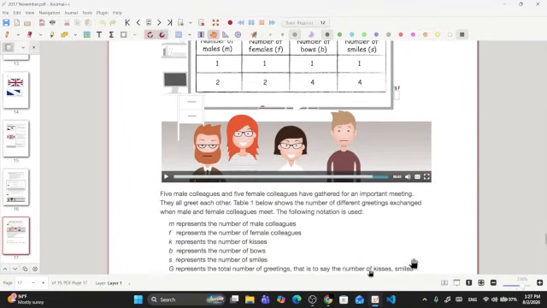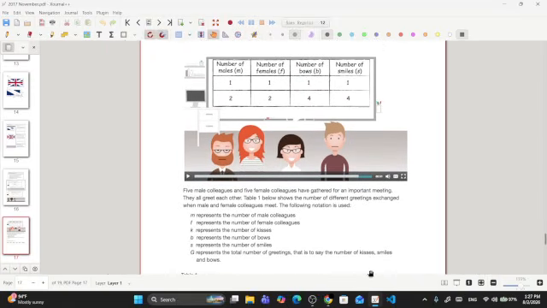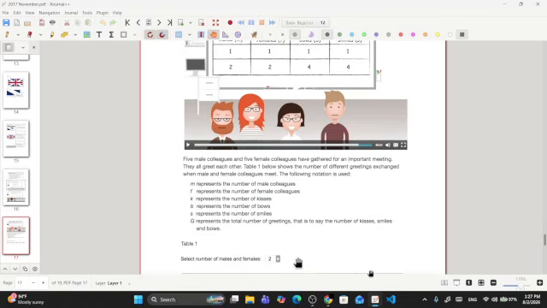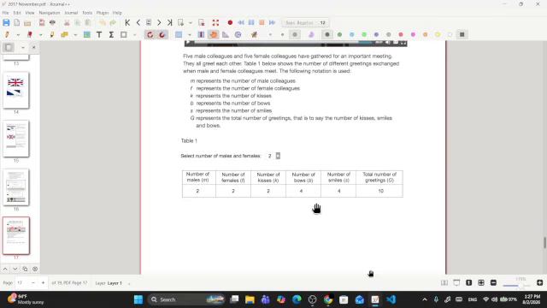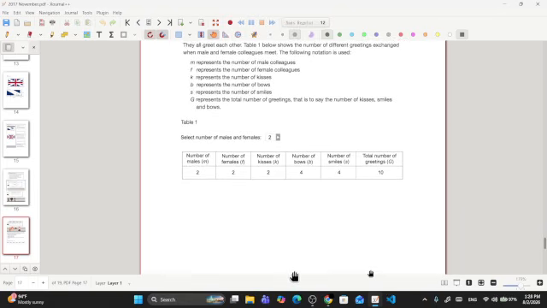5 male colleagues and 5 female colleagues have gathered for an important meeting. They all greet each other. Table 1 below shows the number of different greetings exchanged when male and female colleagues meet. The following notation is used. M represents the number of male colleagues, F represents the number of female colleagues, K represents the number of kisses, B represents the number of bows, S represents the number of smiles, G represents the total number of greetings, that is to say the number of kisses, smiles, and bows all together. Right, makes sense.